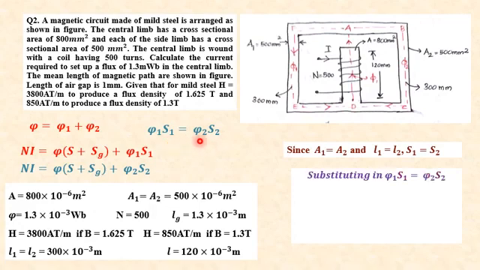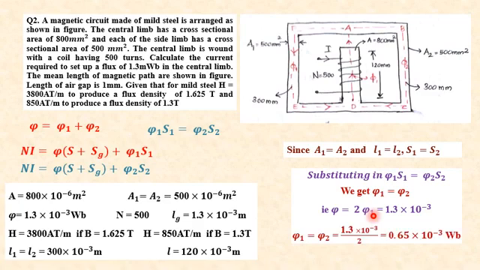So substituting in the equation phi1 S1 equal to phi2 S2, we see that S1 equal to S2. So S1 and S2 will get cancelled and we will get phi1 equal to phi2. Substituting this value in the equation phi equal to phi1 plus phi2, we get phi equal to 2 phi1, or phi1 equal to phi2 equal to 1.3 into 10 raised to minus 3 by 2, that is 0.65 into 10 raised to minus 3 Webers.